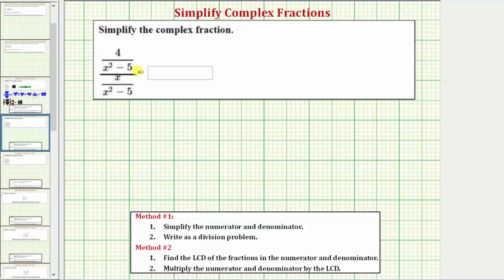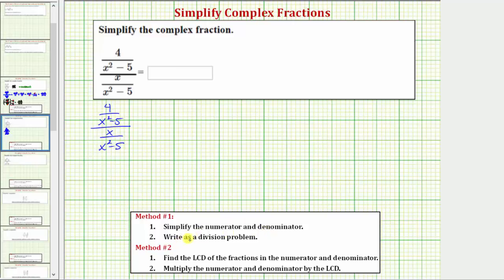We want to simplify the given complex fraction, and we'll take a look at simplifying the complex fraction using two different methods. So beginning with the given complex fraction, for method 1, we simplify the numerator and denominator of the complex fraction. But notice in this case, the fraction on the top and the fraction on the bottom don't simplify. Notice x squared minus 5 does not factor, and therefore we move to step 2.